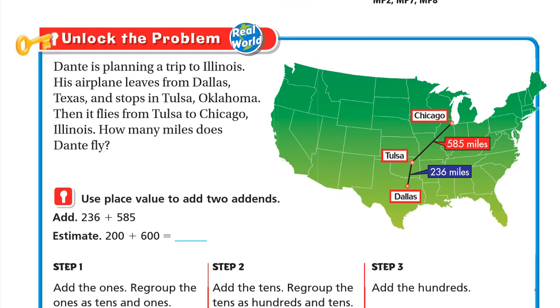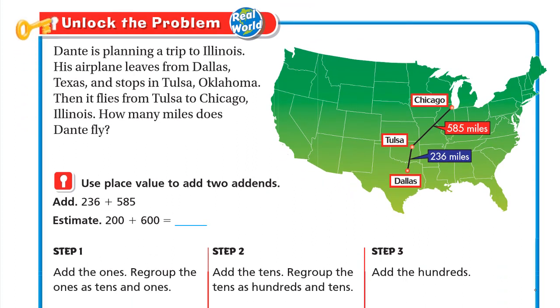Okay, let's unlock the problem. Dante is planning a trip to Illinois. His airplane leaves from Dallas, Texas and stops in Tulsa, Oklahoma. Then it flies from Tulsa to Chicago, Illinois. How many miles does Dante fly?